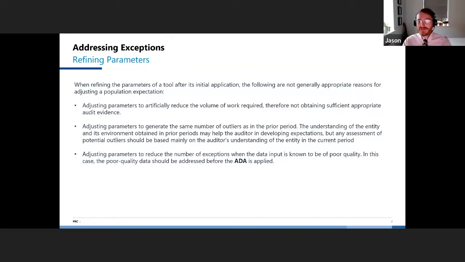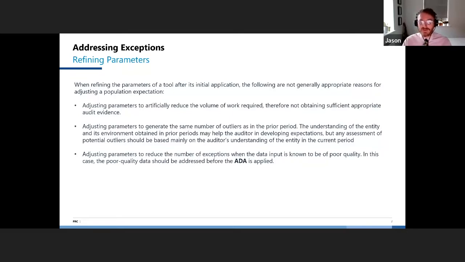If there are that many exceptions and there is truly a problem, that problem needs to be addressed rather than refined away. So that's really what we're trying to get at there, which is messing around with the parameters to just get the pure number of them down, even when there's not really an indicator that that's appropriate, is going to lead to problems from an evidence perspective. A common one that we saw was people wondering whether they could adjust it to try to generate roughly the same number of outliers as in the prior period.